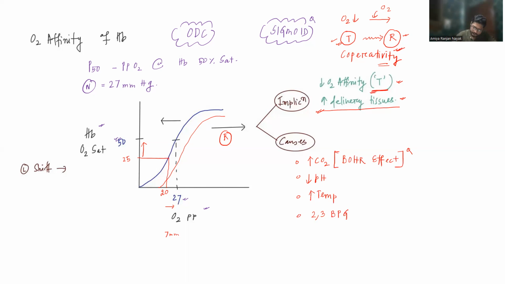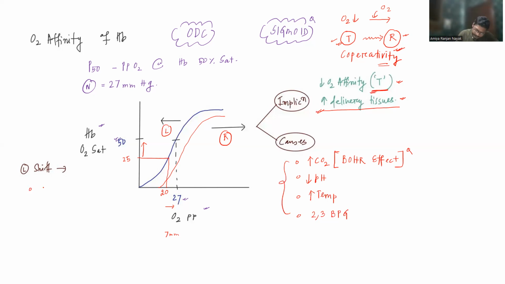Similarly, if you see what are the factors that will cause leftward shift, leftward shift means it is exactly opposite of what you have discussed for rightward shift. Left shift means the oxygen affinity of the hemoglobins will increase. There is increased oxygen affinity, and they will not release oxygen to the tissues. So examples of this are the opposite of what I have discussed here.